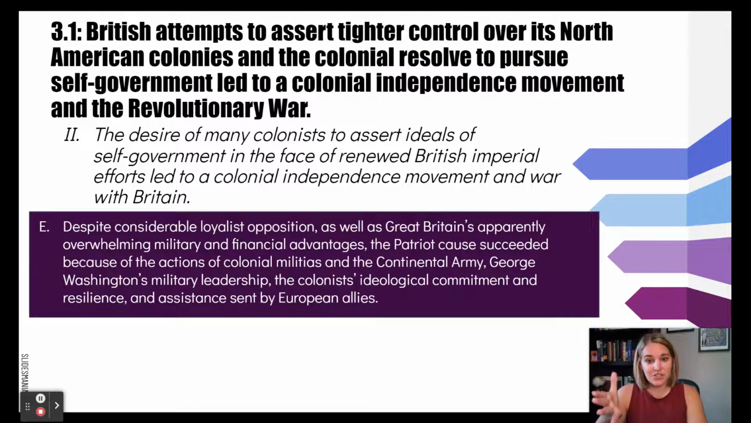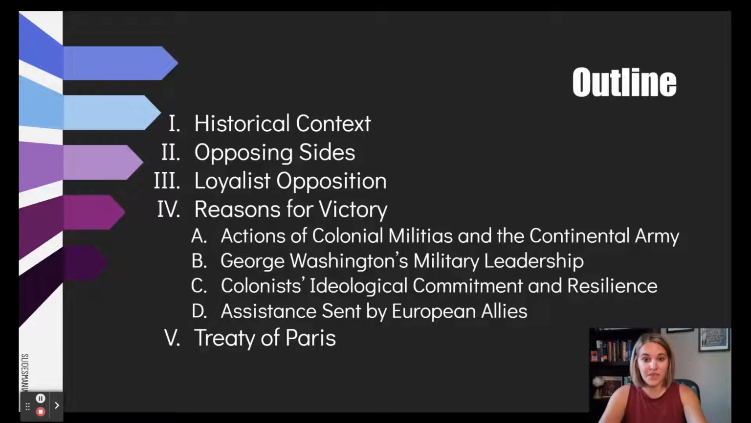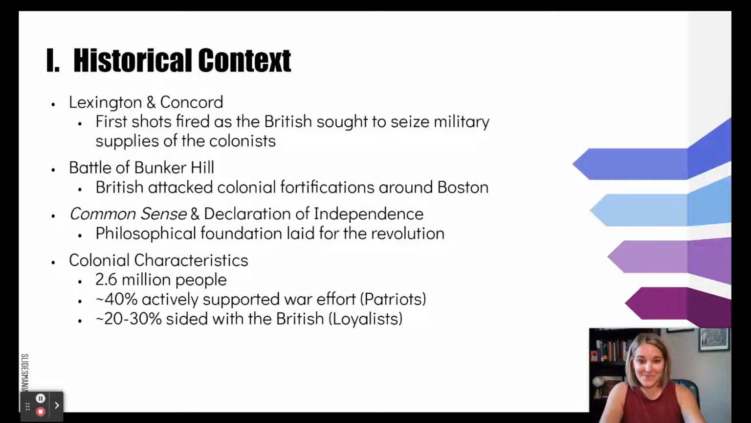So we want to pay attention to the curriculum framework from the College Board, which talks about how there was Loyalist opposition and Britain had an advantage over the United States. Yet, the Patriot cause succeeded because of four things. And those four things are going to be the heart of this outline. So we're going to look at some historical context and the opposing sides, looking at the actual advantages that Britain had. We're going to detail the Loyalist opposition, and then we're going to dive into the four main reasons for victory and conclude with the terms of the Treaty of Paris.